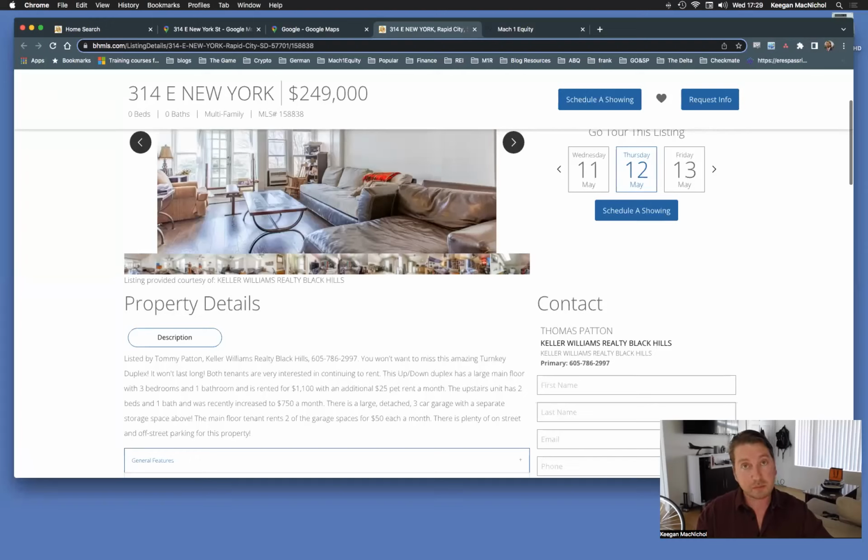When do the leases expire? Because we see here, at least one of the leases was recently increased. He says increased to $750, but the materials he sent me actually show it at $1,100. So I don't know what happened there. He made a mistake, I think, in this part of the description. I wonder if he copied and pasted from another ad or something.